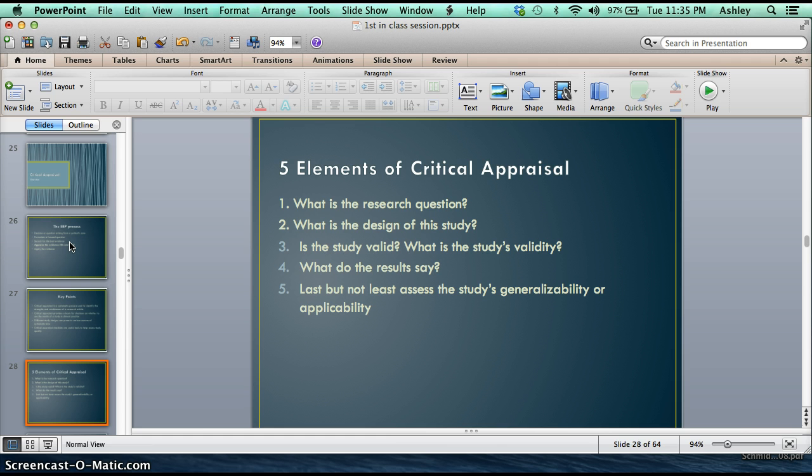Next, we want to look at the results. What do the results tell us? Is the information true or not? What do the graphs say? What does the text say? What do the figures say? And then last but not least, you want to make a decision on whether, if the information is valid and you feel that it would be useful, could you apply this to your general population, or is this great for just looking at one patient's case?